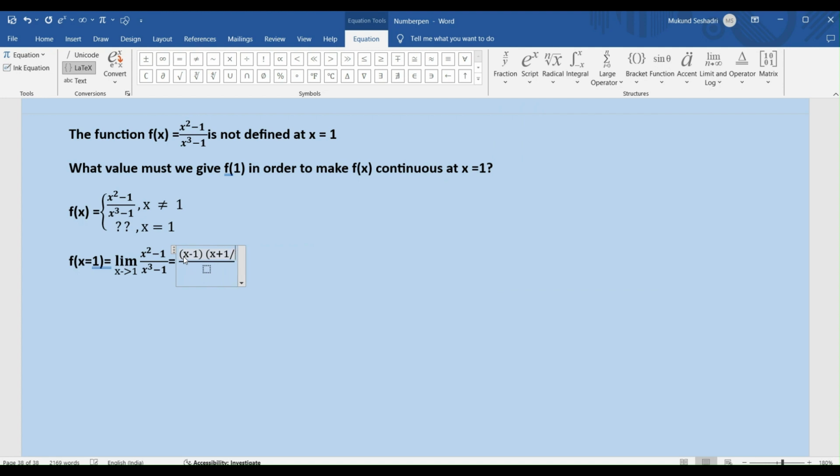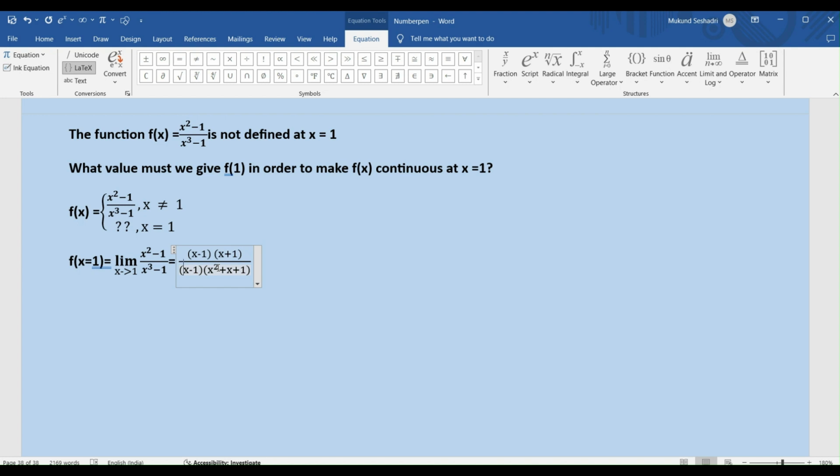And what is my x cube minus 1? My x cube minus 1 is of the format a cube minus b cube, right? Where my a is x and my b is 1. And what is my a cube minus b cube? It is a minus b into a square plus ab plus b square. And when I write this out, this is what I get, right? Plus x plus 1, right?